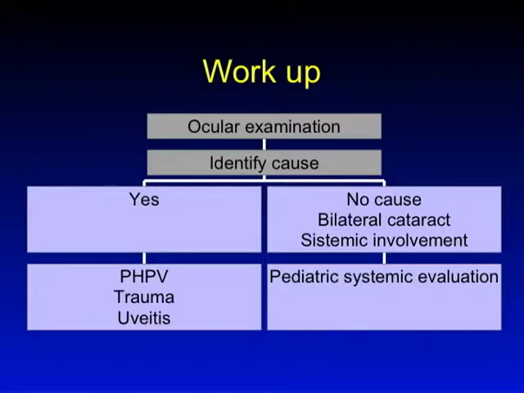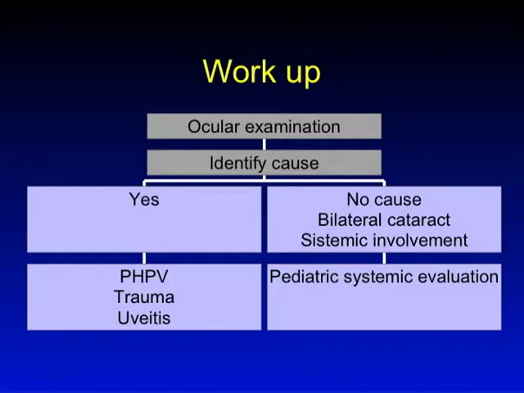During the ocular examination, we want to identify the causes. Most of the time, we can easily diagnose PFV. But remember, nuclear cataracts can be unilateral and can be associated to microphthalmos. So not every patient with microphthalmos has PFV. It could be a monocular cataract, or it could be a bilateral PFV with microphthalmos only in one eye.